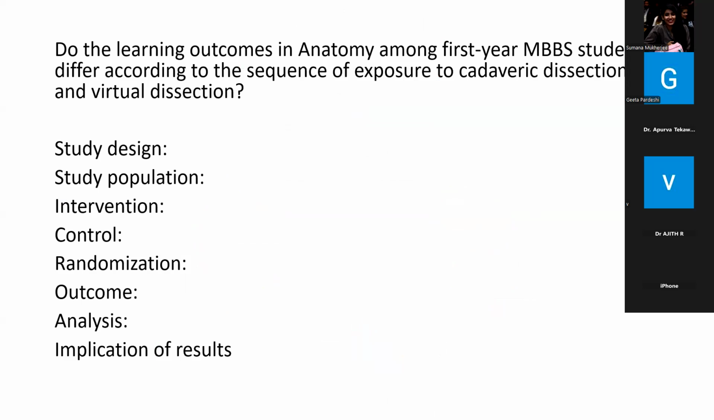The next question, where the interest was on the sequence, right? The interest was this sequence of exposure, whether it is cadaveric followed by virtual or virtual followed by cadaveric. So how would this study be done? You have the population, the first year students. How would you go about doing this crossover? What would you do actually?